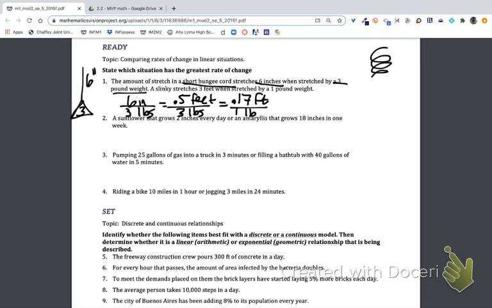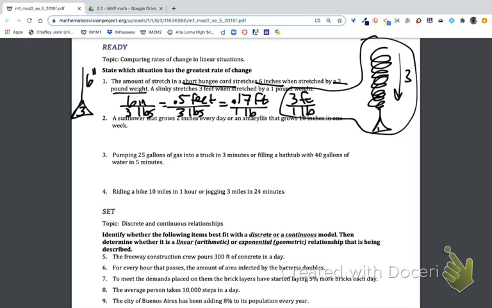Now the second part, we have a slinky. And on the slinky, there is a 1 pound weight, and it's got 3 feet of stretch. So 3 feet for a 1 pound weight. We now have comparable units. We have feet, pounds. So we know that the slinky is the one that has the greatest rate of change in this example.